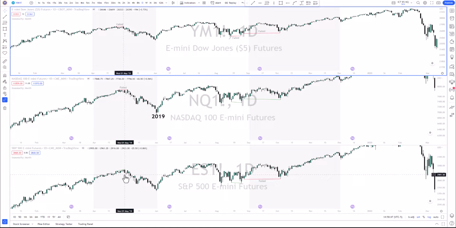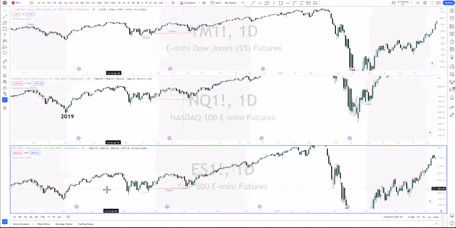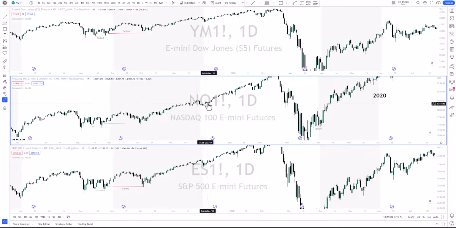But in the spring of 2019, we failed to make a higher high and then moved lower into the summer months and then kind of grinded higher. In the fall, we failed to make a lower low in the Dow and the S&P, but we did with the NASDAQ, and then it just grinds higher into the end of the year.